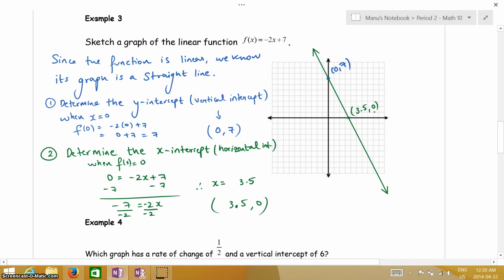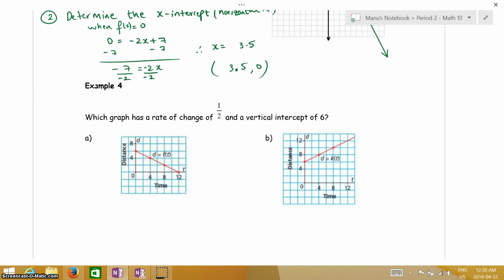Okay, so that hopefully makes sense to you. Let's take a look at our next example, which is right here. Which graph has a rate of change of a half and a vertical intercept of 6? So now we need to first of all examine both graphs and see which one of them has that rate of change. Now because the rate of change is positive, chances are the graph is going to be increasing from left to right.